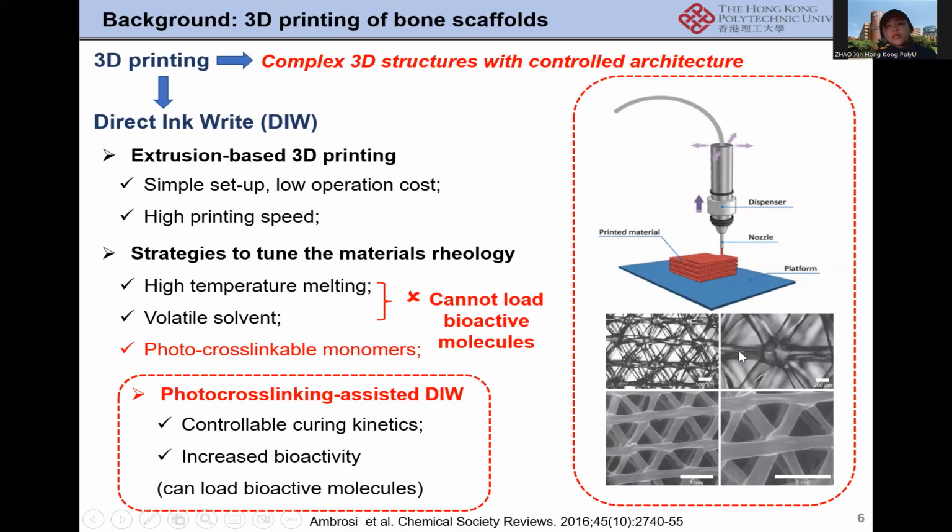The reason why we want to use photo-crosslinkable materials is that with other polymers, either we need to use high temperature to melt them into liquid, or we might need to use organic solvent to dissolve the polymer. In that case, we wouldn't be able to load bioactive molecules inside the materials. Because the photo-crosslinkable monomers are initially liquid, we can encapsulate these bioactive molecules inside the materials, and then print them and make these 3D scaffolds.